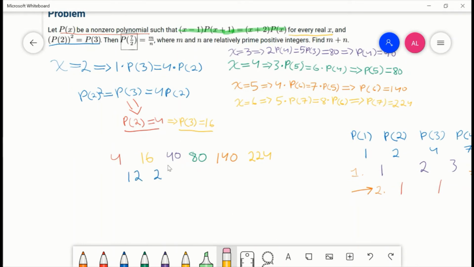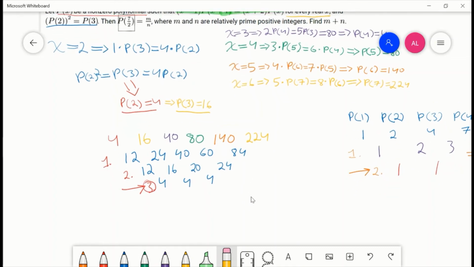We take the differences. This is 12, 24, 40, 60, 84. And now we take the differences again. 24, 20, 16, 12. Still no repetition, but hopefully it will be soon. 4, 4, and 4. Okay, that's a clear repetition. Let's mark it. So let's count the steps. 1, 2, 3. What does that tell us? That tells us that the degree of p of x is equal to 3.